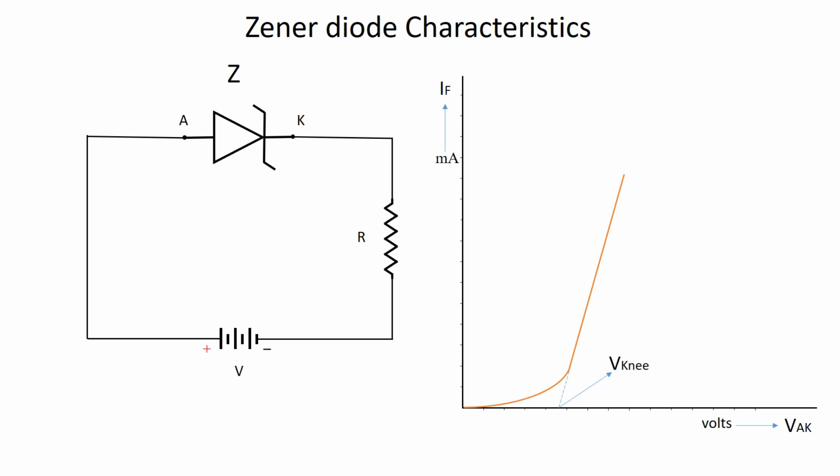Zener diodes are deliberately heavily doped and carefully doped so that they have very sharp reverse breakdown voltages. The forward bias characteristics of this Zener diode are similar to the conventional diode.